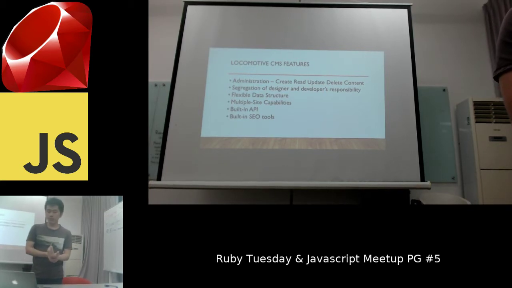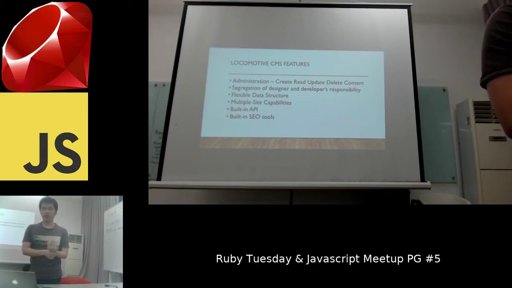The next one, I think, is one of the best features in Locomotive CMS, which is that they provide a flexible data structure. It means that you can define your own data structure. Because sometimes, I would say, every project has a different data structure. So we can define our own data structure and how to store the data in the database, because they are using MongoDB.